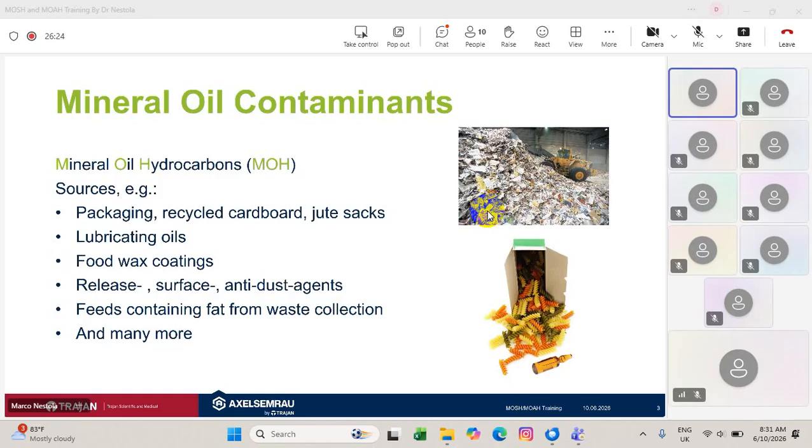Lubricating oil, food wax coatings. So sometimes when you go to the supermarket, when you have apples, so that they look shiny, on the top can be just mineral oil to have a nice looking apple. Release surface anti-dust agents, so that's for processing of food, and many, many, many more. So it's uncountable how many possible contaminations you have.